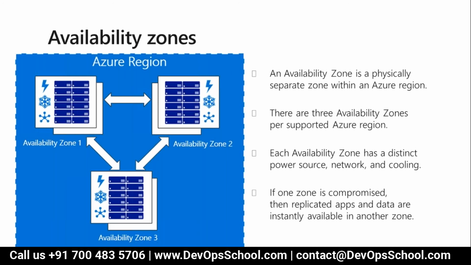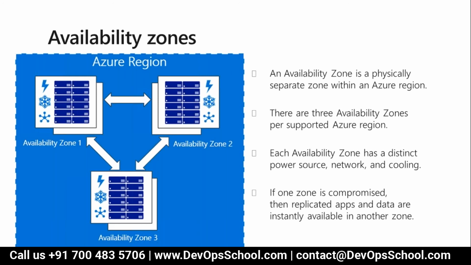So what is the reason they are putting more than one availability zone? In the very first class, I used a terminology, disaster recovery, right? Correct, guys? I have used that terminology or not? Yes. Okay. So basically, I will come to that point. An availability zone is a physically separated zone within an Azure region. This is a kind of data center only. There are 3 availability zones per supported Azure region. So Azure has defined 3 availability zones per region.